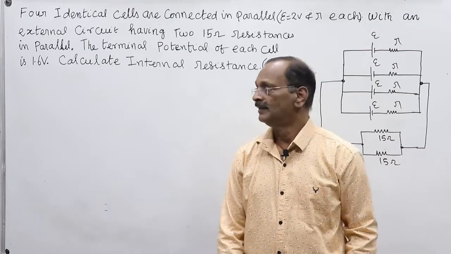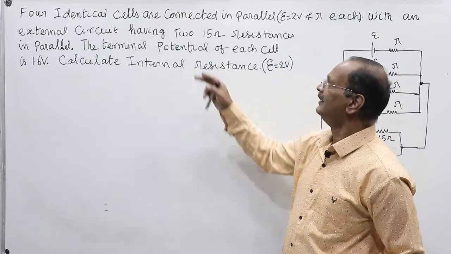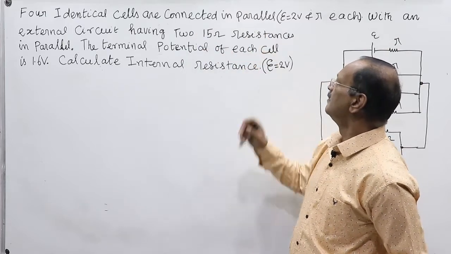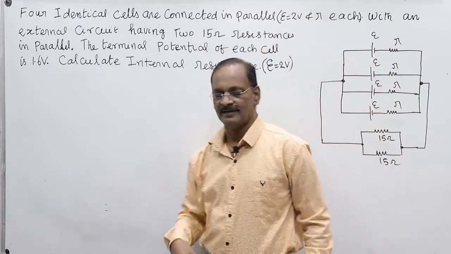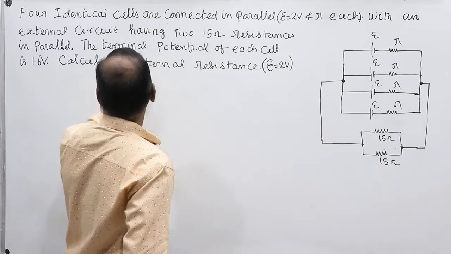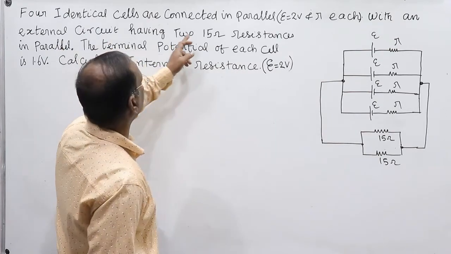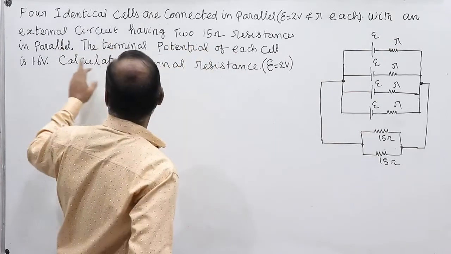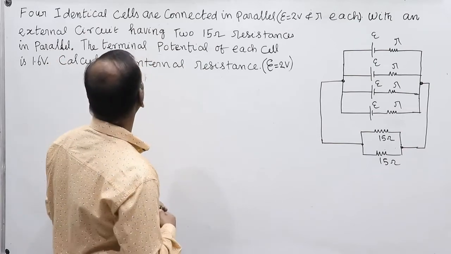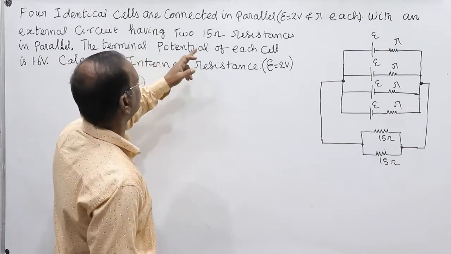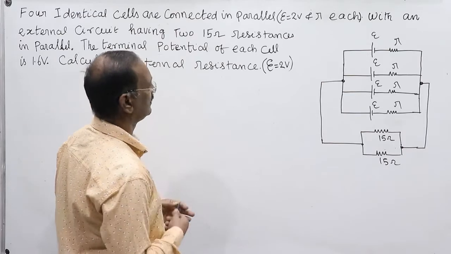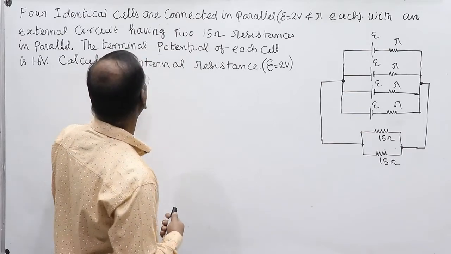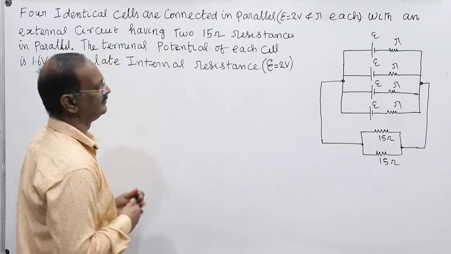Welcome student. In this numerical, 4 identical cells are connected in parallel, as given, and connected with an external circuit having two 15 ohm resistors in parallel. The terminal potential of each cell is equal to 1.6 volt. Calculate the internal resistance of the cell.